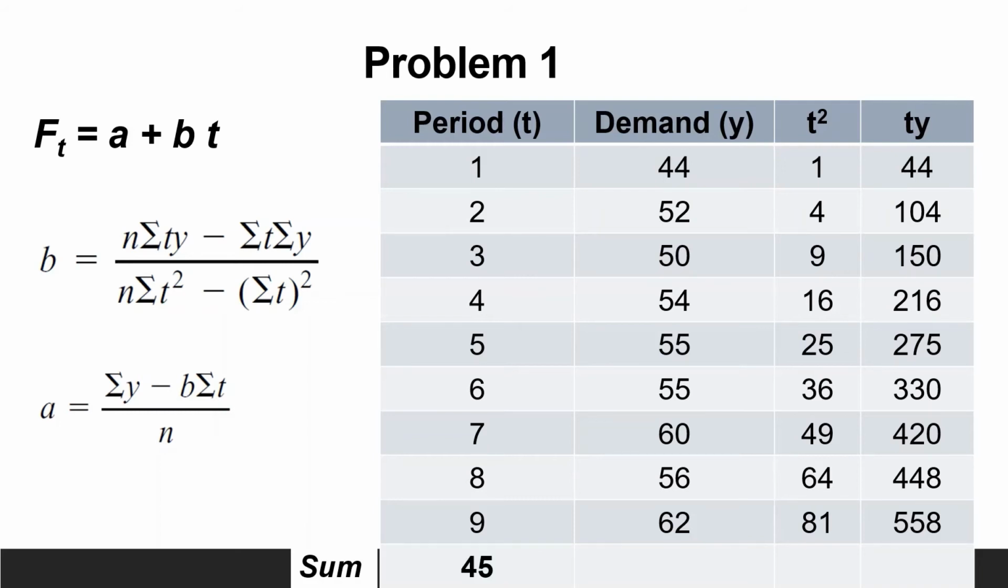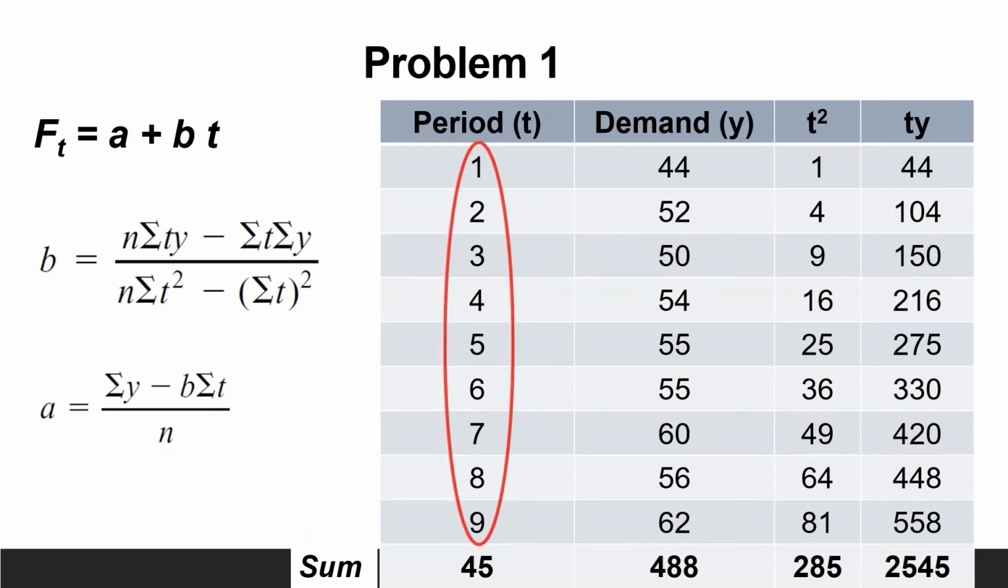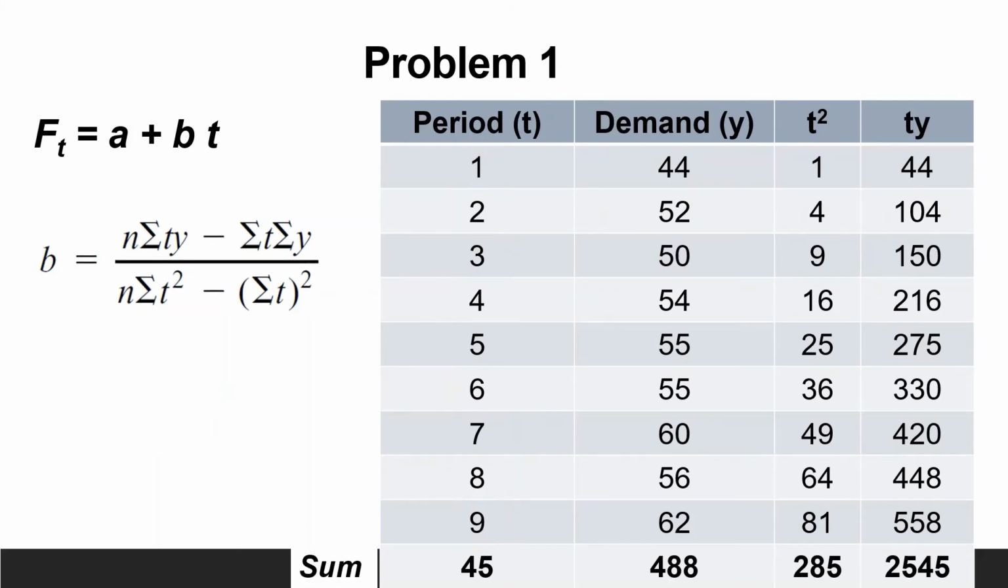After that, add a new row at the bottom containing the summation of each column. Calculation of sigma t results in 45. Sigma y is 488. Sigma t to the power 2 is 285. And sigma t multiplied by y is 2545. We know that n is the number of periods. In the current problem it is 9.